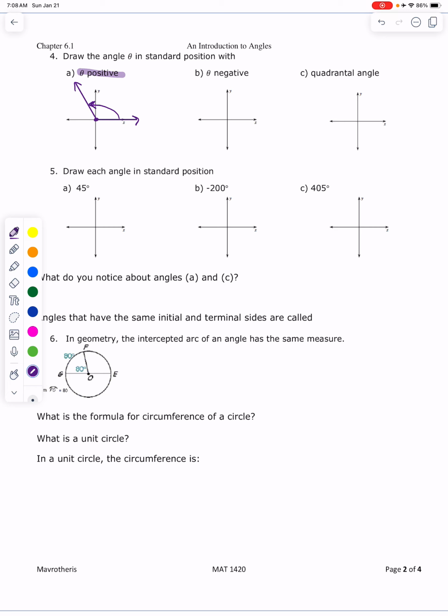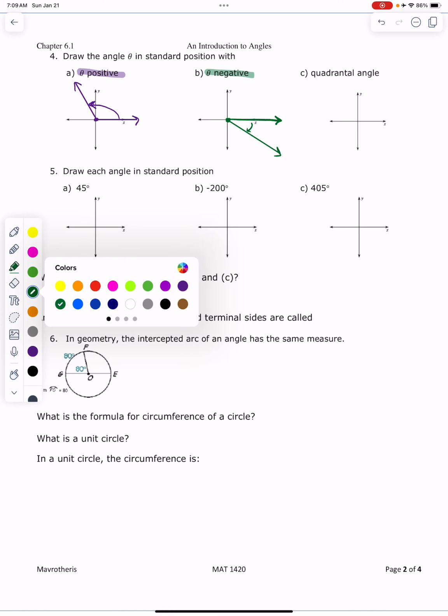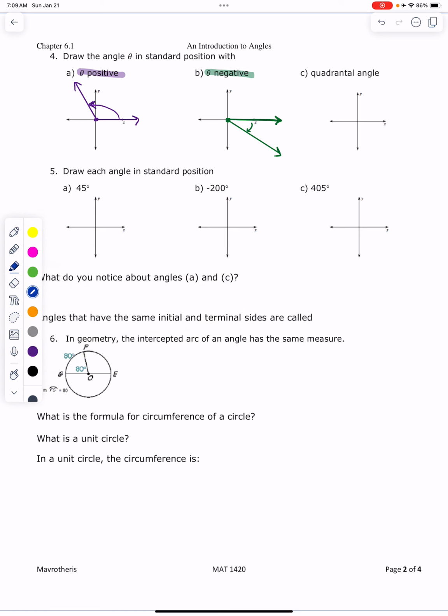For B, we want a negative angle. So we want a theta that's negative. We are starting the same way. Here is my vertex at the origin. Here is my initial side. This time, I'm going to rotate in the negative direction. Notice I'm not worried too much about how big these angles are, just that they travel in the direction that I need them to travel in.